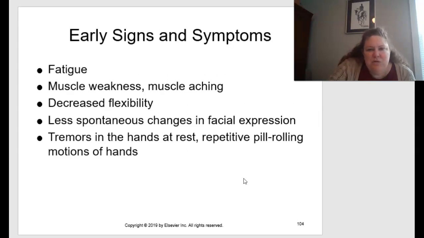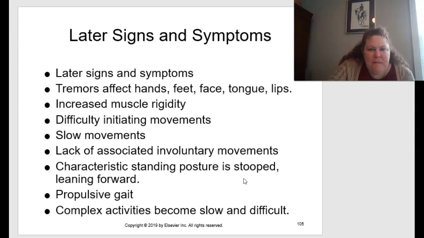On page 372, we can discuss early signs and symptoms such as fatigue, muscle weakness, muscle aching. We have decreased flexibility. We have less spontaneous changes in facial expression. We also have tremors in the hands at rest, repetitive pill rolling motions in the hands as well.